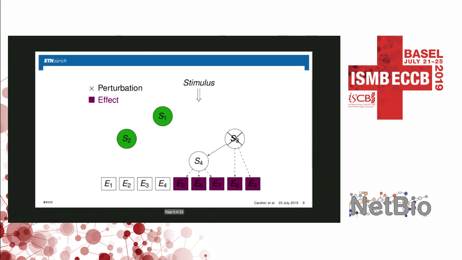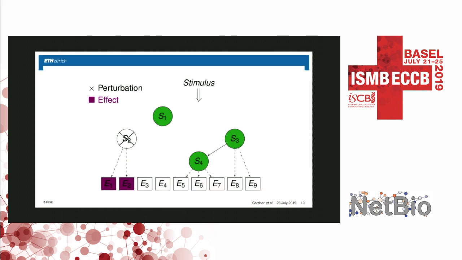And we continue, perturb the next signaling node, and we still see those 3 effects, but we now see 2 more. And since this is a superset of the original set, we now believe that this is upstream of that signaling node in the network.